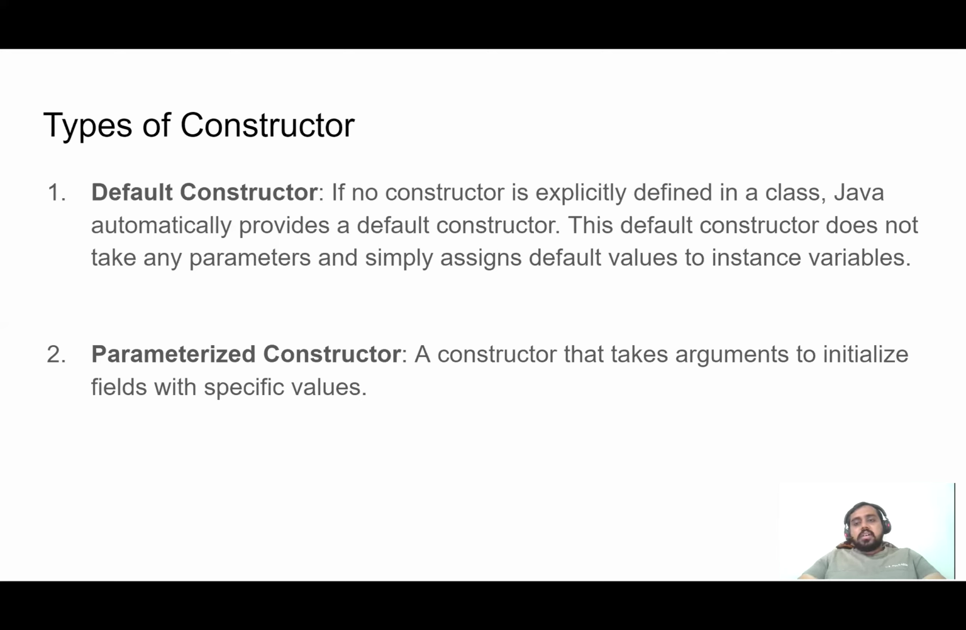The default constructor is used when we don't want to initialize the fields present in the object. The default constructor does not take any parameters. It simply assigns default values to the instance variables. And a parameterized constructor is nothing but a constructor that takes arguments to initialize the fields with specific values.